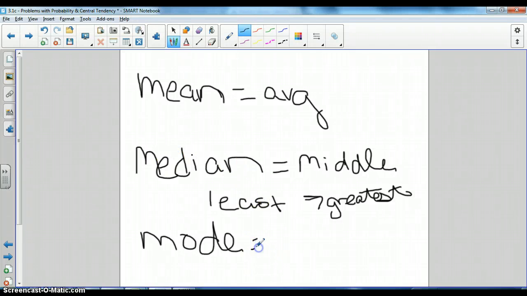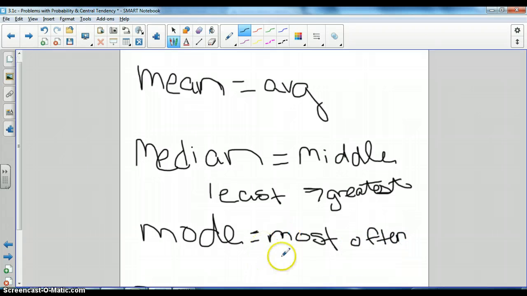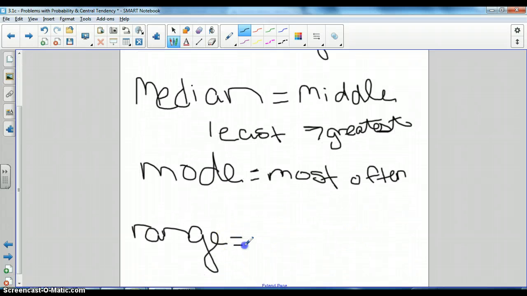Okay, and the mode is the one that occurs most often. So whichever one repeats the most. Sometimes if none of them repeat, then there's no mode. And then range is your biggest number minus your smallest number.